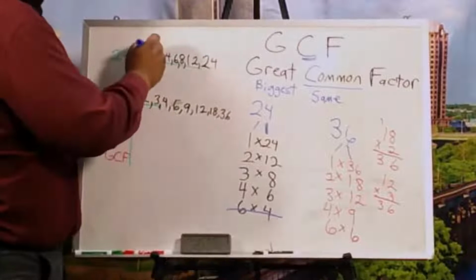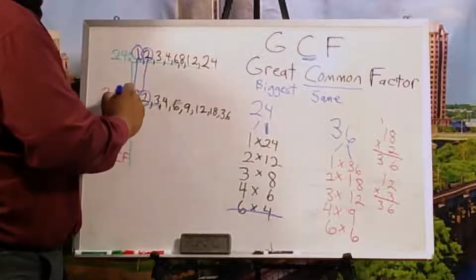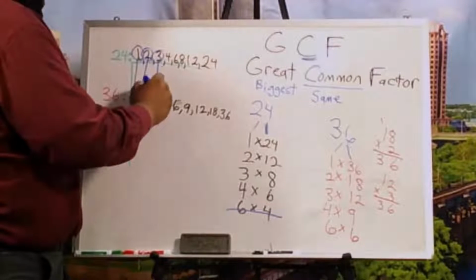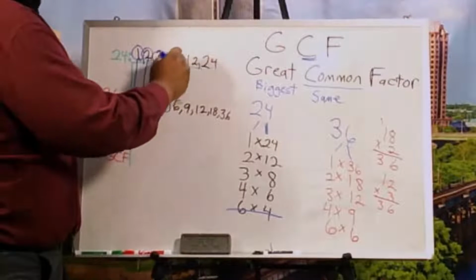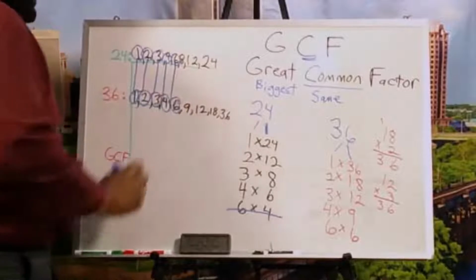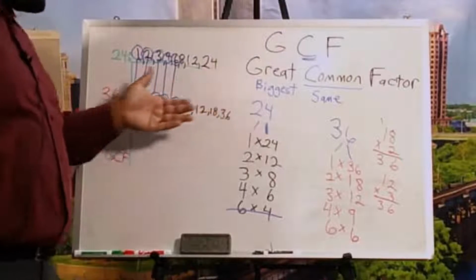They both have a 2, connect them. They both have a 3, connect them. They both have a 4, connect them. They both have a 6, connect them. That's why I lined them up this way, okay?